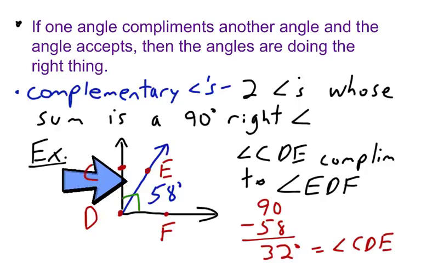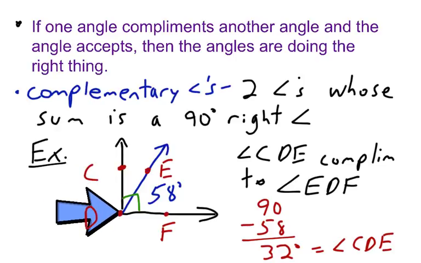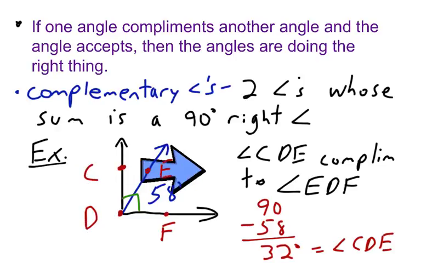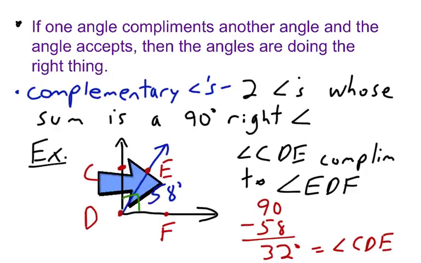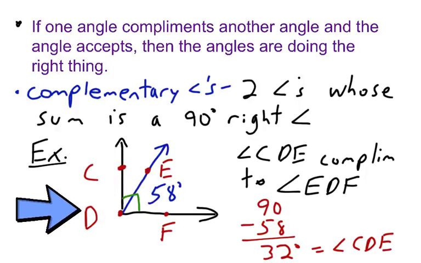And just to recap, angle CDE represents this small, skinny, acute angle. We could also call it angle EDC. So that middle letter has to be our vertex D. And on the other angle, angle EDF, that could also be read angle FDE, as long as D is our middle letter. And they're complementary, they add up to 90 because they're doing the right thing. Way to go, angles. Complementing each other and accepting.